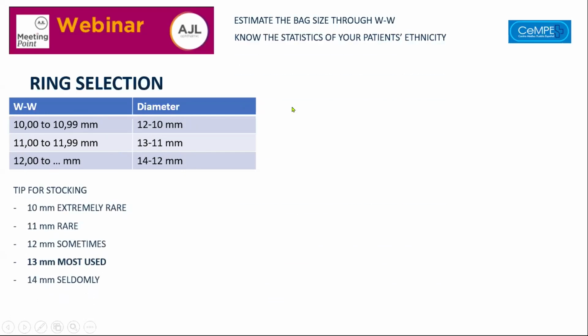Next step, know the statistics of your patient's ethnicity. This is a useful tip for stocking rings, because if you're going to start using it, as I do in every single surgery, you want to have a stock. The most used ones in my environment are the 30 millimeter rings, square and oval. But you need to know the ethnicity of your patients and what this would be. I think there's not going to be much change.